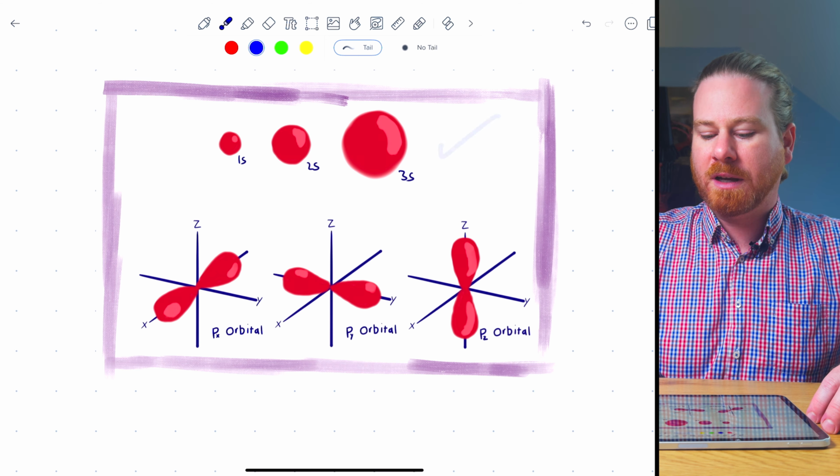Each orbital has a defined energy, and it can hold up to 2 electrons of opposite spin. And an orbital is a region of space where there is a high probability of finding an electron.